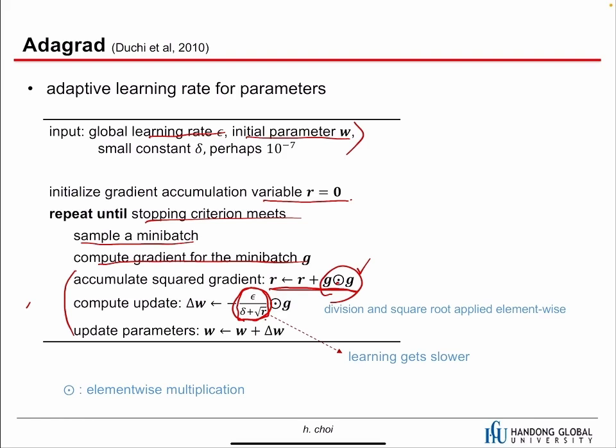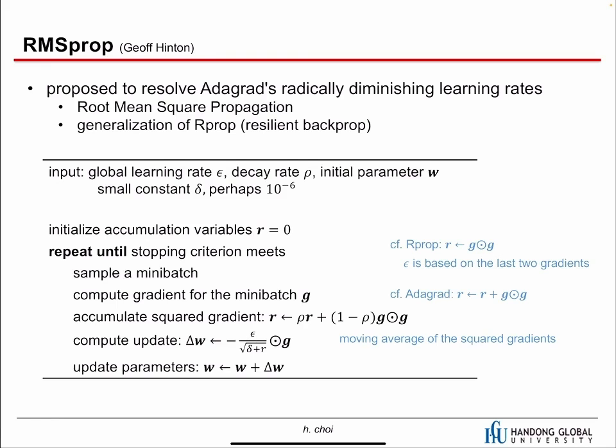Decreasing the learning rate is a good strategy, but the problem is we don't know when it will converge. So if the learning rate gets lower too fast, then we'll lose some chance to update our parameters. So that is actually an advantage, and at the same time a disadvantage, depending on the situation. RMSProp was proposed to resolve AdaGrad's radically diminishing learning rates, as I said. Let's take a look at this algorithm first.